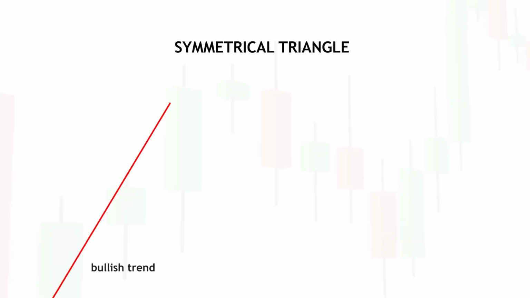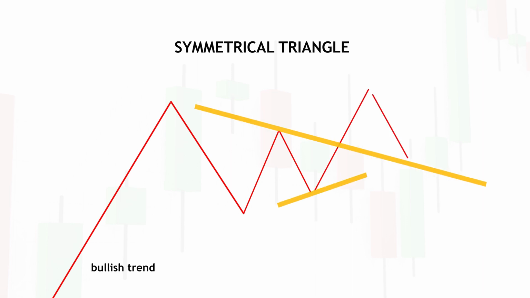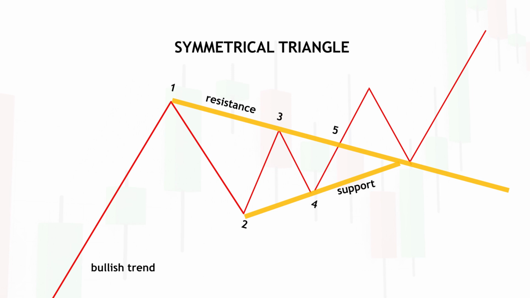Symmetrical triangle. A symmetrical triangle is a chart formation where the slope of the price's highs and the slope of the price's lows converge together to a point where it looks like a triangle. What's happening during this formation is that the market is making lower highs and higher lows.